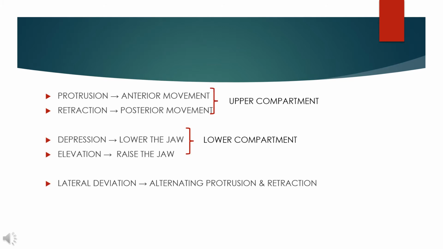The movements of the joint are produced by the muscles of mastication and by the hyoid muscles. The two divisions of the temporomandibular joint have different functions. The upper part of the joint allows the protrusion and the retraction of the mandible, that is, the anterior and the posterior movements of the jaw, whereas the lower part of the joint permits the elevation and the depression of the mandible, that is, the opening and the closing of the mouth.